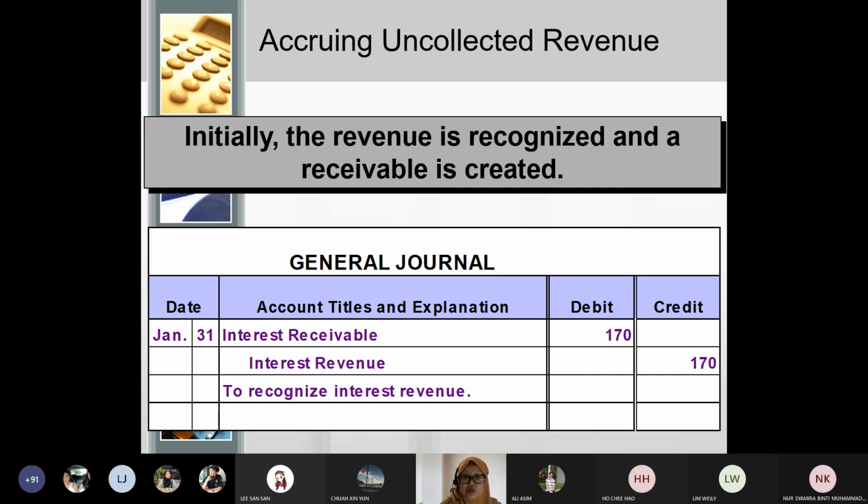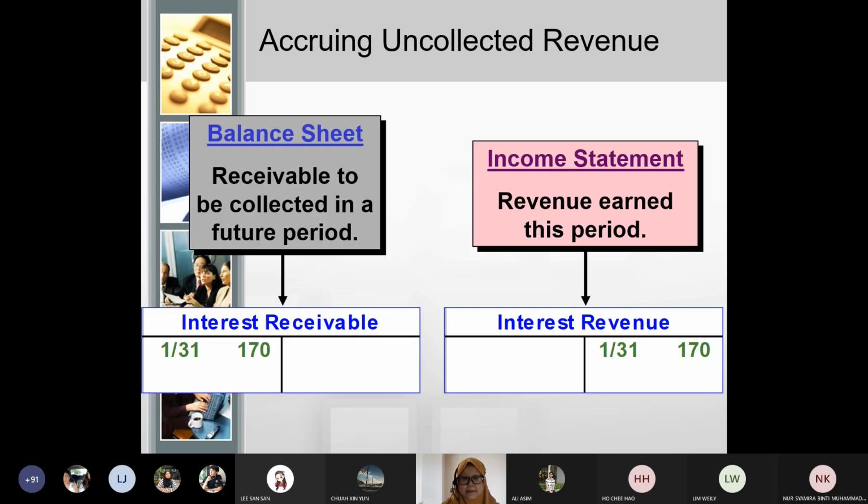So we debit interest receivable, which is an asset, debit 170, and we credit interest revenue 170, the same amount. In the balance sheet, we will report interest receivable as asset, and in the income statement, we report interest revenue as revenue earned.